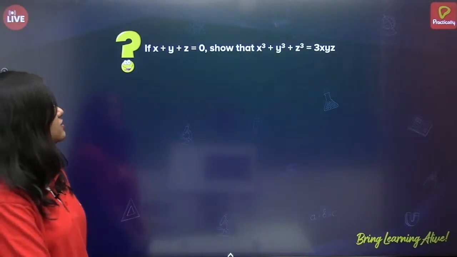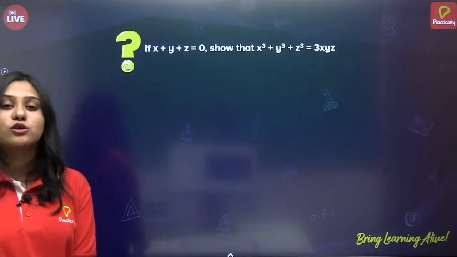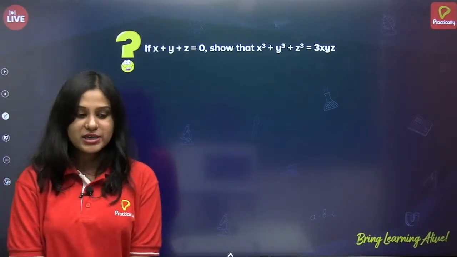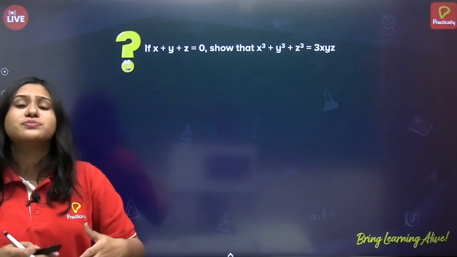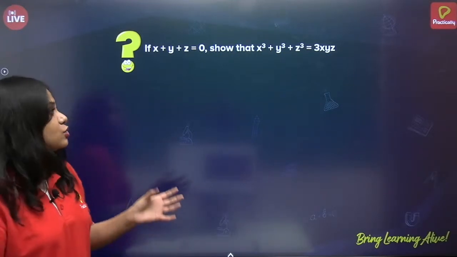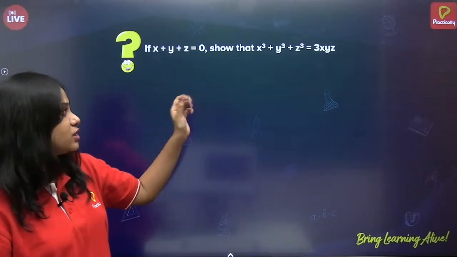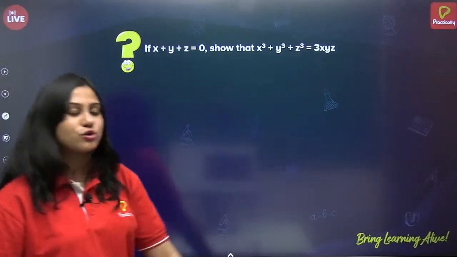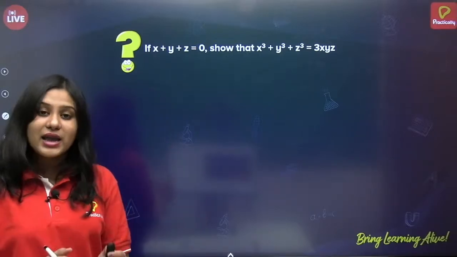If x plus y plus z equals 0, show that x cube plus y cube plus z cube is equal to 3xyz. Now, this is one of those problems which is asked almost every other year, correct? So we have to show that if x plus y plus z equals 0, then x cube plus y cube plus z cube is equal to 3xyz, which is actually very easy. Why? Let me show you.